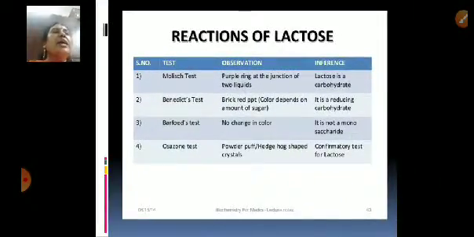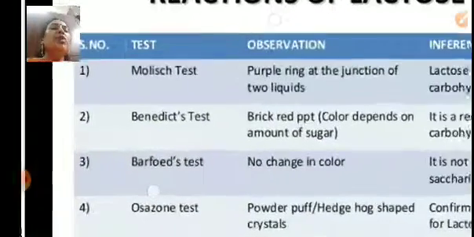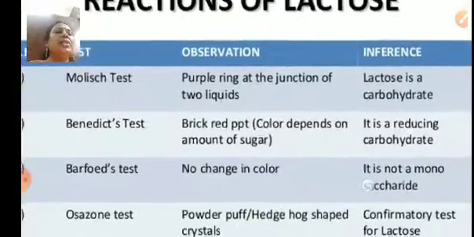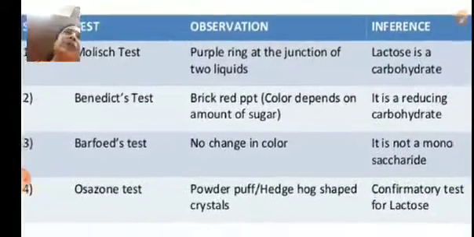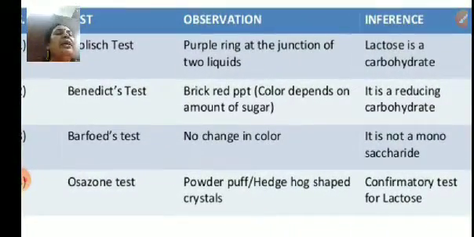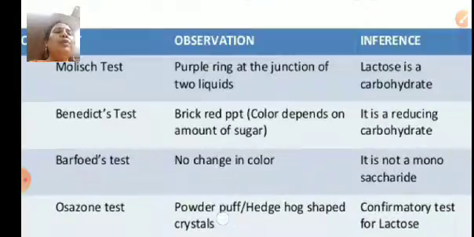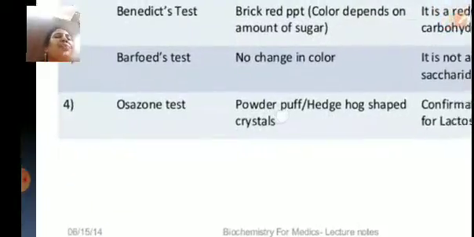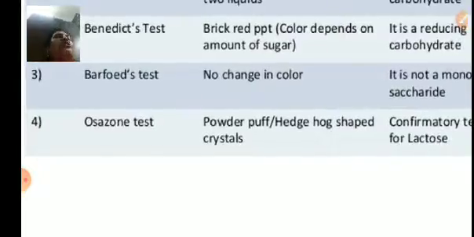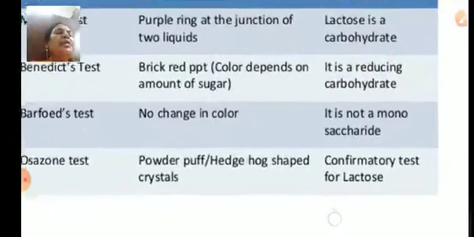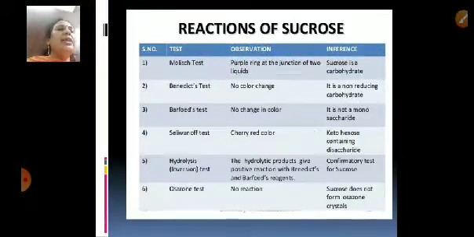Okay, next, if the compound is lactose, again Molisch test will be positive because it's a carbohydrate. Benedict's test will be positive. You will get a brick red precipitate because it's a reducing sugar. If you perform Barfoed's test, it will be negative because it's a disaccharide. And then you have to perform the osazone test. If you get hedgehog shaped crystals or powder puff like crystals, it confirms the presence of lactose.